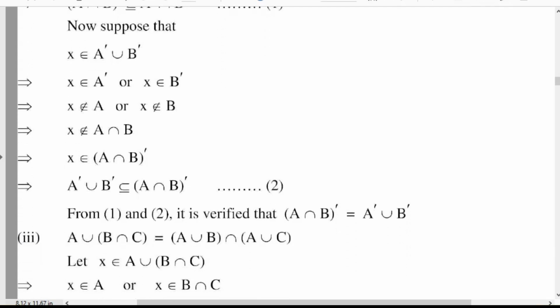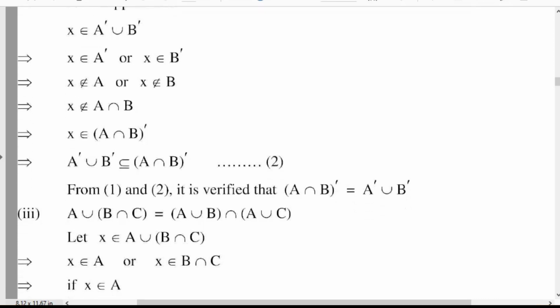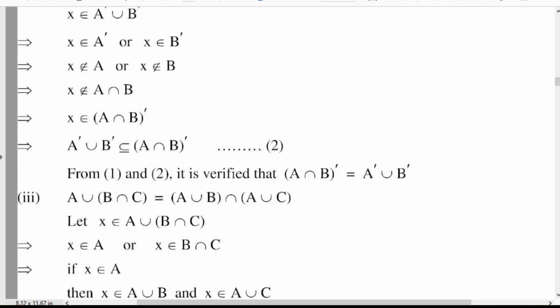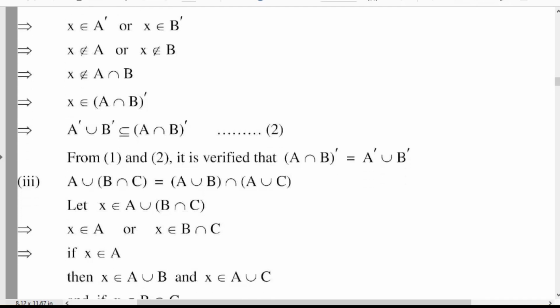Next, third number, that is the distributive property of union over intersection, that is A ∪ (B ∩ C) = (A ∪ B) ∩ (A ∪ C). Let x belong to A ∪ (B ∩ C), implies that x belongs to A or x belongs to B ∩ C. If x belongs to A, then x belongs to A ∪ B and x belongs to A ∪ C.